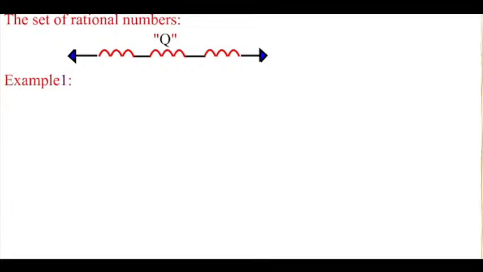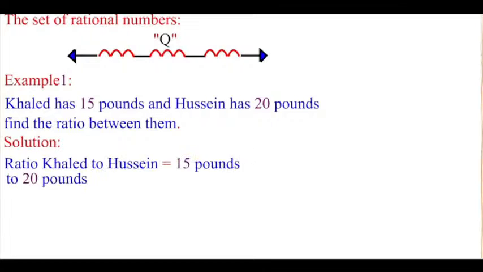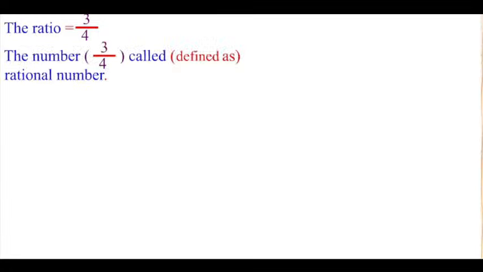The set of rational numbers, Q. Example 1: Khalid has 15 pounds and Hussein has 20 pounds. Find the ratio between them. Solution: the ratio of Khalid to Hussein equals 15 pounds to 20 pounds, 15 to 20. We can divide by 5, then we have 3 to 4. So the ratio equals 3/4. The number 3/4 is defined as a rational number.